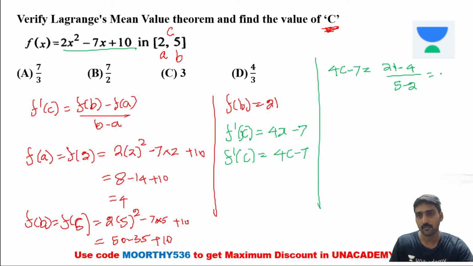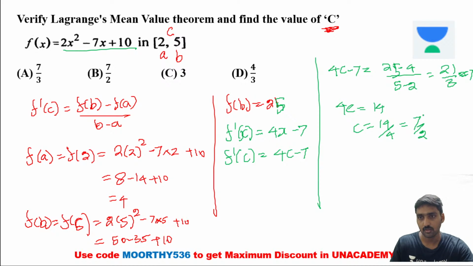It's 25, here it's 25, not 21. 25 minus 4 is 21. Now 21 divided by 3 is equal to 7. Now 4c minus 7 is equal to 7, so 4c is equal to 14. C is equal to 14 divided by 4, which is equal to 7 divided by 2. The C value is equal to 7 divided by 2.